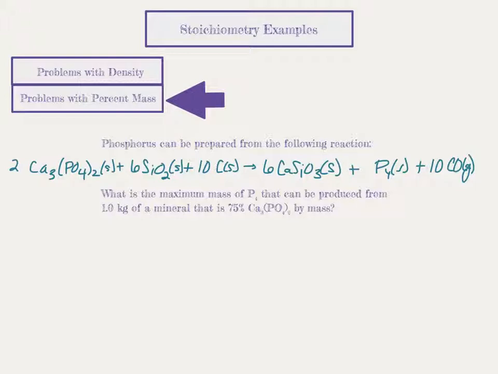Okay, so since our mineral is only 75% of our interesting molecule that's part of our equation, we're actually starting with 1.0 kilograms times that 75%. I like to use decimals instead of percentages because that's just how I roll. So we really only have 0.75 kilograms of our starting material. That's the only difference between these percent questions and regular stoichiometry questions. Now all we need to do is set up our dimensional analysis. 0.75 kilograms of calcium phosphate.